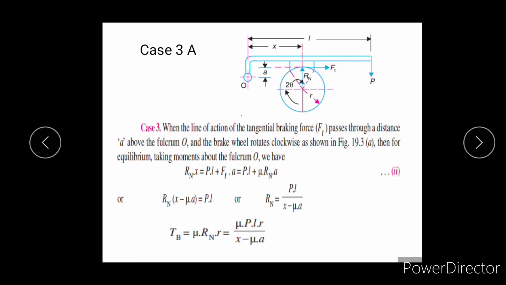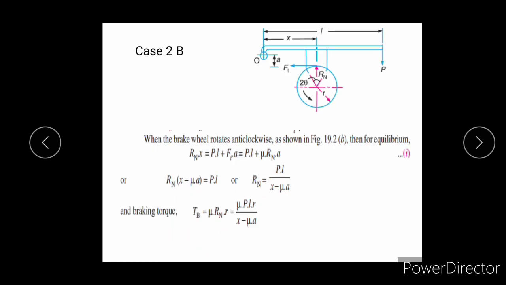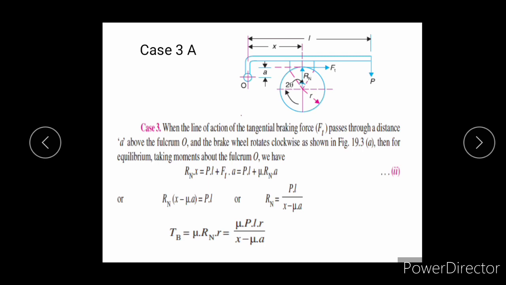So Ft into a plus P into l is equal to Rn into x. That is the equation over here, right? So Rn is equal to Pl upon x minus mu a, and again braking torque you can find it out, right? So look at this equation, any equation. Mu Pl r upon x minus mu a is the case 3a, and look at this case 2b, mu Pl r upon x minus mu a. It means case 2b and case 3a you are getting the same things, right? Remember this. It will be discussed later.